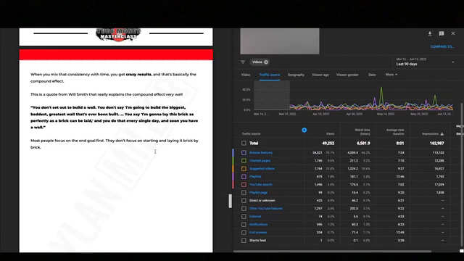And so that's basically the compound effect, right? It's very simple. And to end this with a quote, very good quote by Will Smith. He once said that you don't set out to build a wall. You don't say, I'm going to build the biggest, baddest, greatest wall that's ever been built. You say, I'm going to lay this brick as perfectly as this brick can be laid. And you do that every single day. And soon enough, you have a wall.